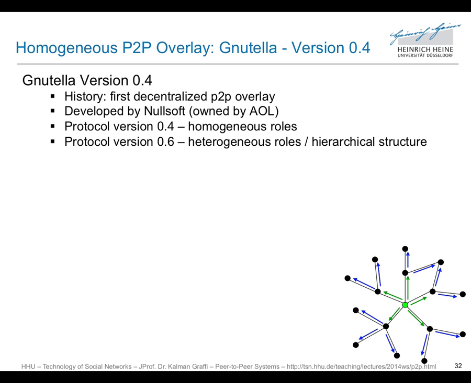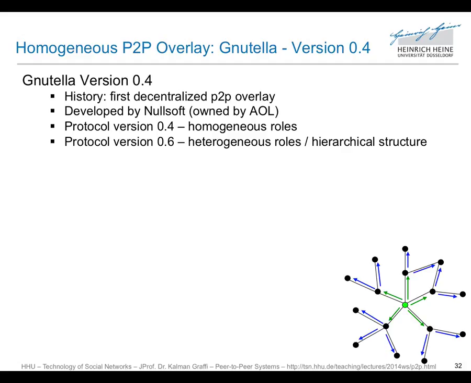About the history: Gnutella version 0.4 was announced just around the time when the problems with Napster occurred, and it was developed by Nullsoft. Some of you probably used Winamp. That's the same producer, and they were bought by AOL. And just around the date when they were bought, they announced the code.